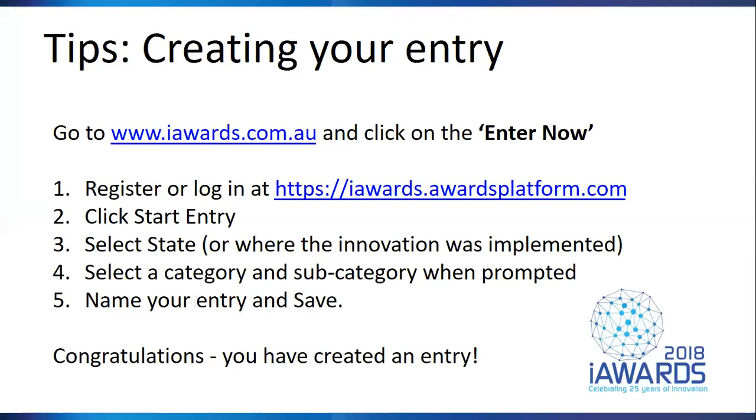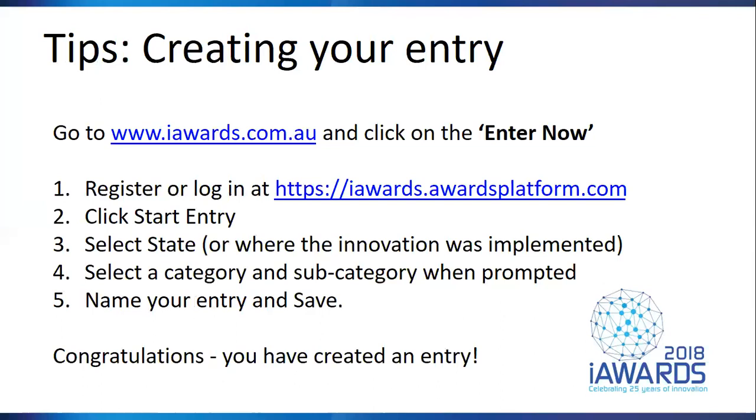So you click on Start Entry, then you'll need to select your state. And the state is based on where the innovation was implemented. For Western Australia entrants, Western Australia will go through a slightly different path. There's the WAITA program, which you'll need to enter first to be considered for round 2 for the iAwards. So Western Australia actually doesn't have a drop-down menu in this phase. So Western Australia applicants, you'll have to go through WAITA. Everyone else through the iAwards.